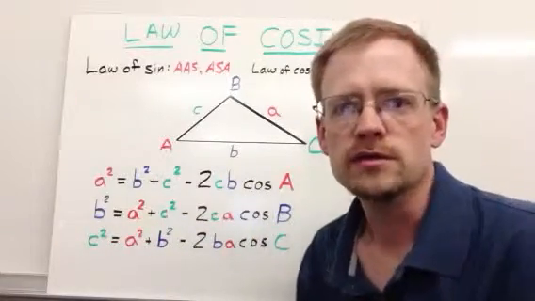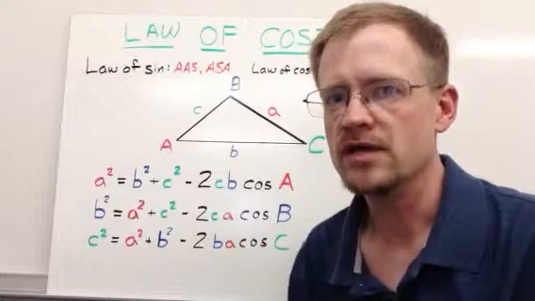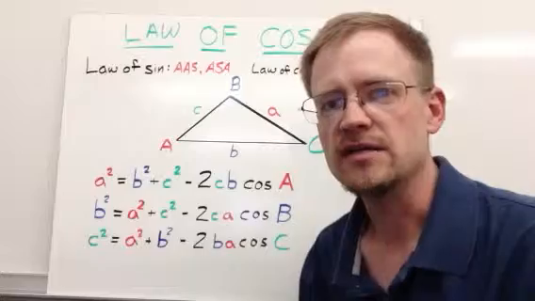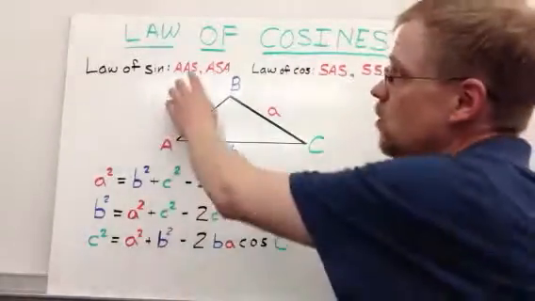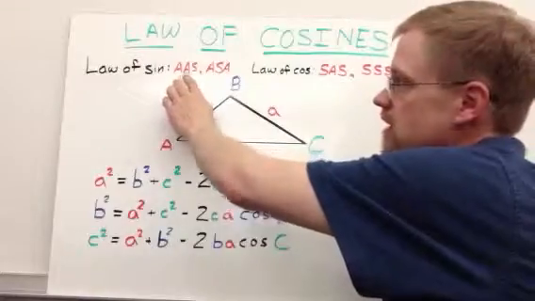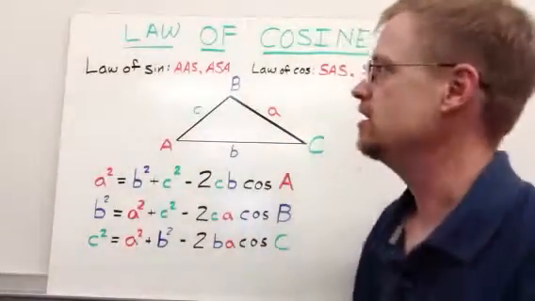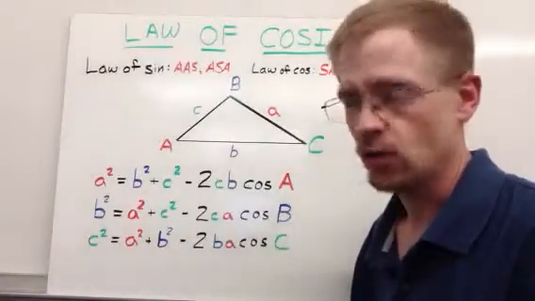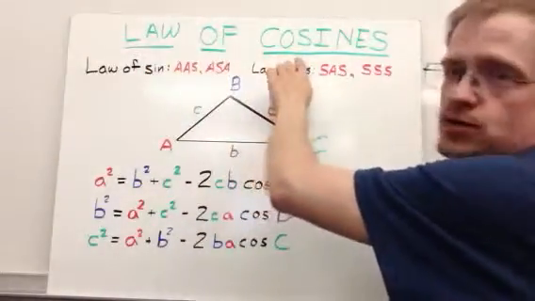This video is going to look at another property we can use to solve triangles that are not right triangles. In a previous video we learned about the law of sines. We also learned that the law of sines only worked for angle-angle-side or angle-side-angle triangles, meaning we had to know angle-angle-side or angle-side-angle in that order. Today in this video we're going to look at the law of cosines.